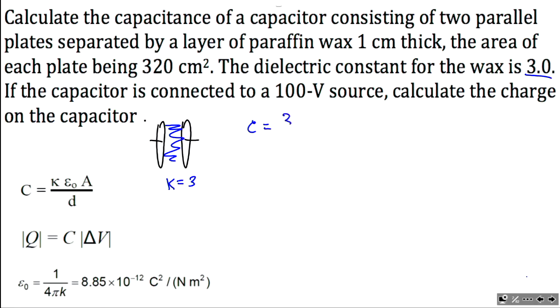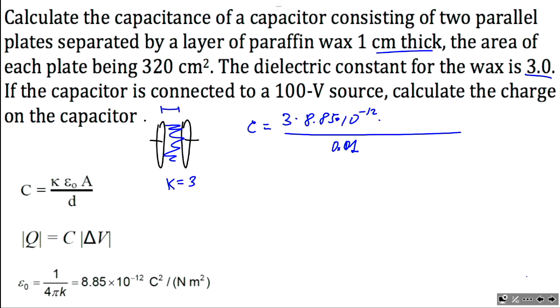So 3 times 8.85 times 10 to the negative 12 times area over distance. So we assume that wax fills up completely the space between the plates, so the distance between the plates is equal to the thickness of this material, which is 1 centimeter, and 1 centimeter we need to convert into meters, so 1 divided by 100, 0.01.